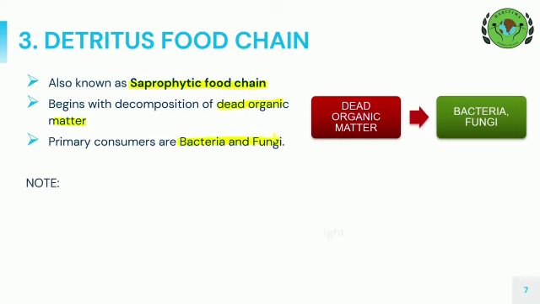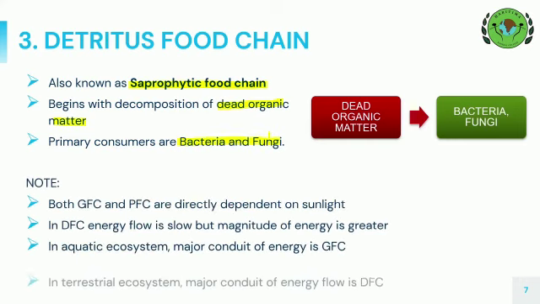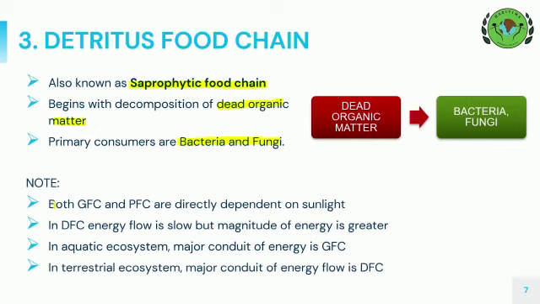Here are some important points to note. Both grazing food chain and parasitic food chain are directly dependent on the sunlight. This we have already seen in the example. Second, in detritus food chain, energy flow is slow but the magnitude of energy is greater. Third, in aquatic ecosystem, major conduit of energy is grazing food chain. And as the magnitude of energy is greater in detritus food chain, so in terrestrial ecosystem it is the major conduit of energy flow.